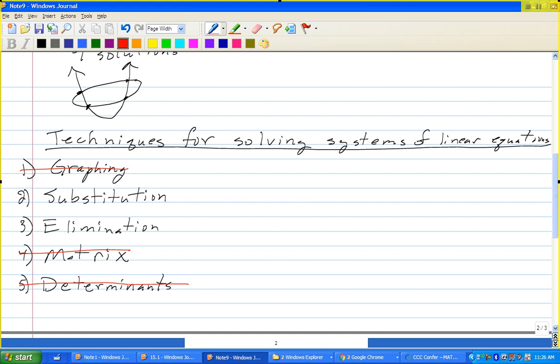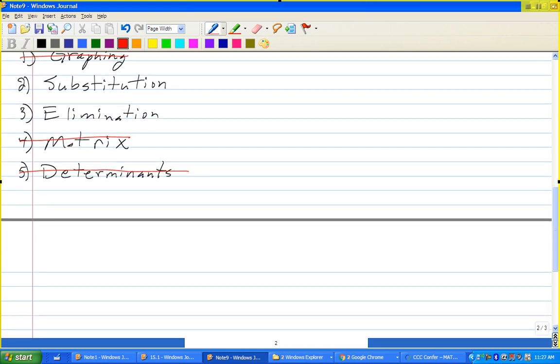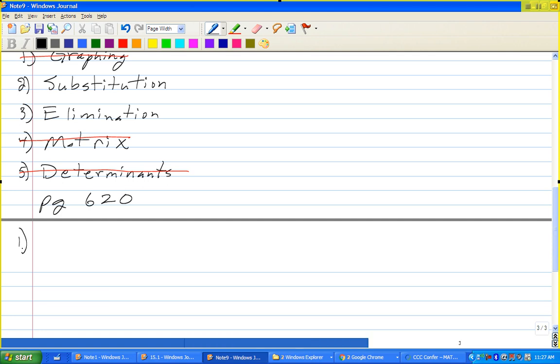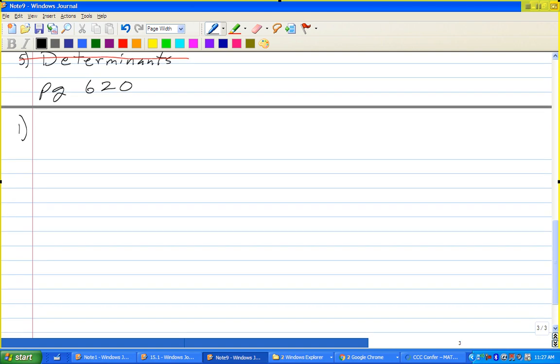Let's say on page 620, let's do problem number 1. y equals x squared, and maybe I'll name this R1. y equals x squared is R1. R2 is y equals 2x minus x squared. Both of these are parabolas.